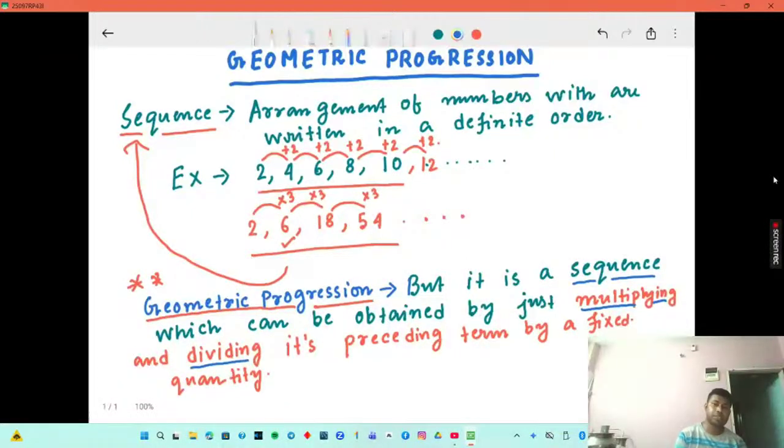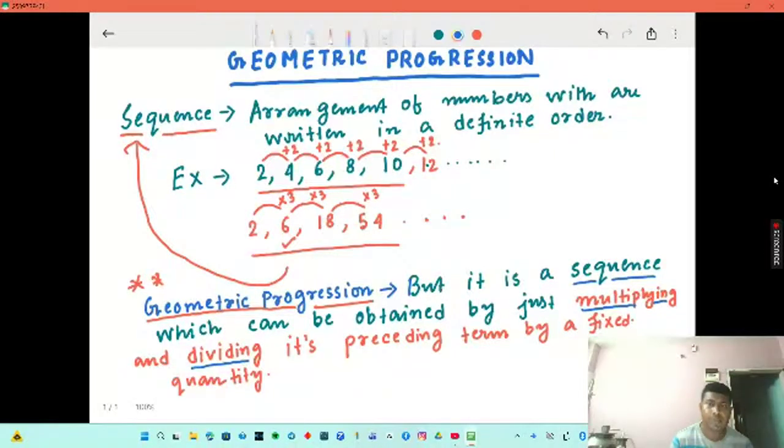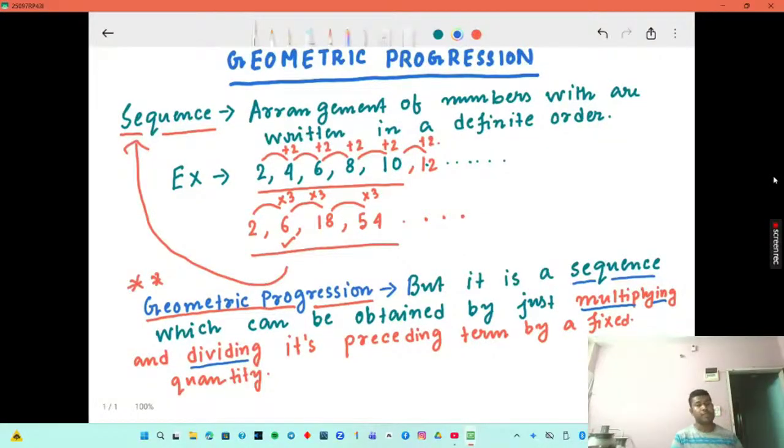Now I think you know the definition of geometric progression. So what is a geometric progression? Geometric progression is a sequence which can be obtained by just multiplying or dividing its preceding term by a fixed quantity. And it is a very easy definition. Now I will give you some very easy examples of geometric progression, and it will be very helpful to you in the coming future.